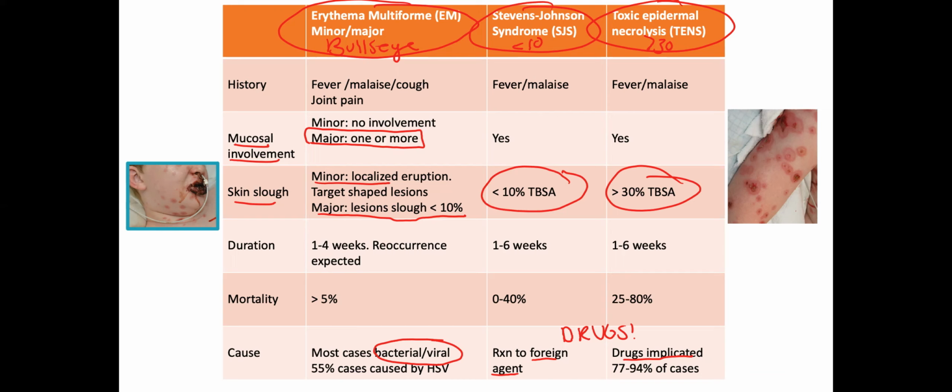Stevens-Johnson syndrome is going to have less than 10% of total body surface area involved, where toxic epidermal necrolysis is going to be greater than 30%. That's the stuff that I would know for this. Both of these have mucosal involvement.